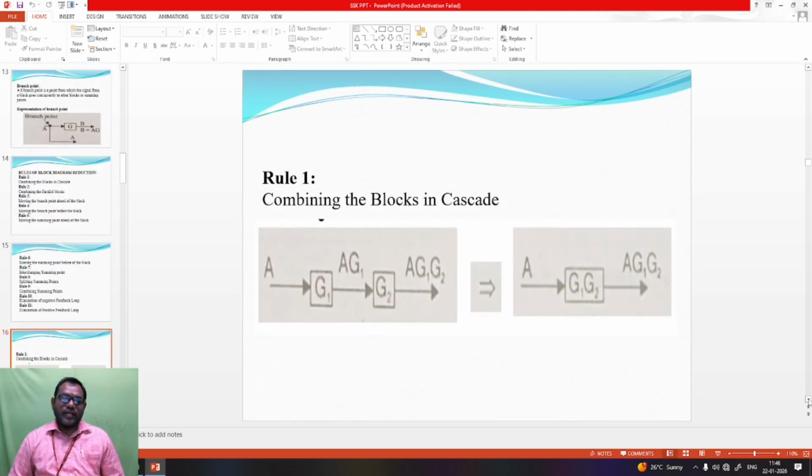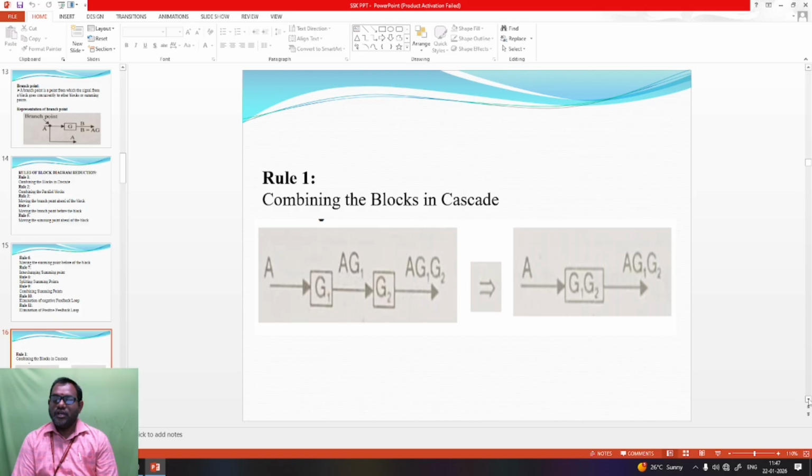Now we will expand rule number 1 with the formulas. Combining the blocks in cascade is rule number 1. Here A is the input of the system, and G1, G2 are the blocks, block 1 and block 2 respectively. The output of the G1 block is A into G1, and the output of G2 is A into G1 into G2. This is the initial stage of the blocks. After that we combine the blocks in cascade.